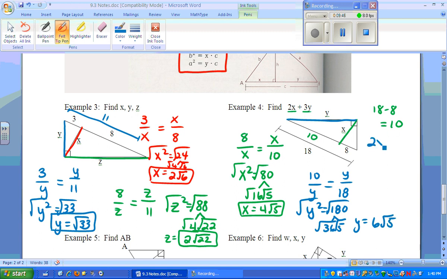We're substituting back into 2x plus 3y. Well, we got 2 times 4 root 5, and we're adding 3 times 6 root 5. Okay, well, doing that, numbers with numbers, roots with roots. 2 times 4 is 8 root 5, plus 3 times 6, 18 root 5. Add them up, because they have the same root. Look at that. Final answer, 26 roots of 5.